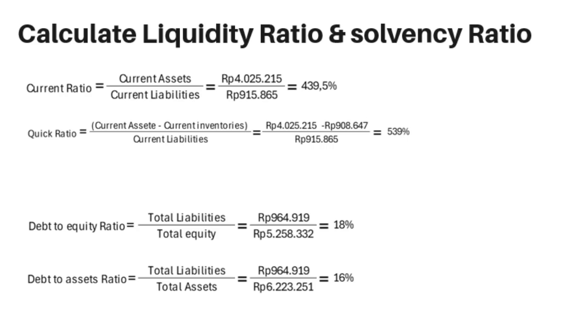After that, you can calculate the debt to asset ratio, which is total liabilities divided by total assets. In the example, total liabilities divided by total assets equals 16%. For the debt to asset ratio, a lower ratio indicates a healthier financial structure. So that is how to calculate the liquidity ratio and solvency ratio.